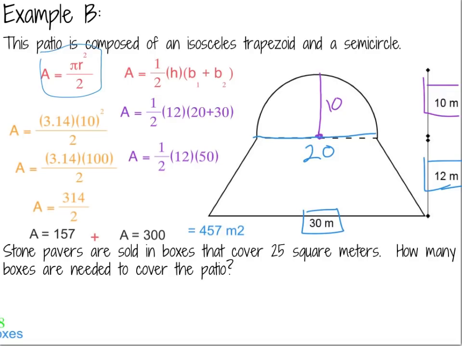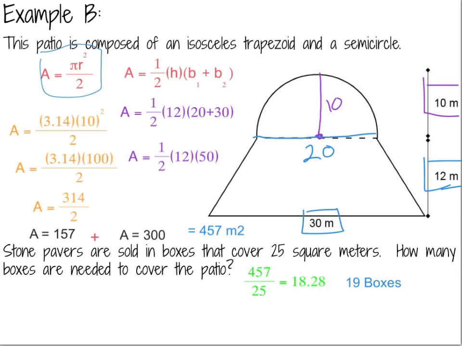The problem says that stone pavers are sold in boxes that cover 25 square meters. How many boxes are needed to cover the patio? So I'm going to take my 457 meters and divide by 25 because that's how many come in each box. When I do that, I end up with 18.28. But I can't buy 18.28 boxes of something, so I have to buy enough to cover all of it. If I buy 18 boxes, it won't be enough because 0.28 will still be out there. So I have to buy one extra box and have some left over, so I need to buy 19 boxes.